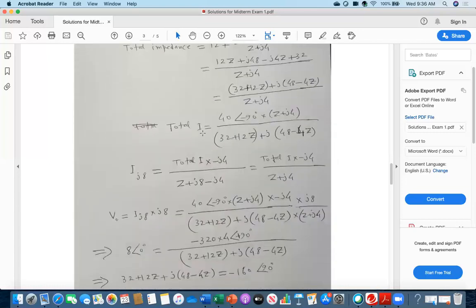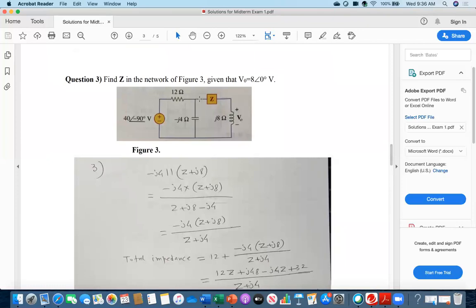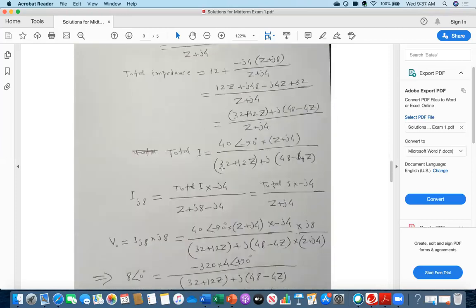Look, this is the total current, and then IJ8. Current divider rule: that is the total current multiplied by the other impedance. When you are finding the current through this one, you have to multiply it by this one. If you find the current through this branch, you multiply with this impedance and divide by the total impedance. That is the current divider rule, right, everybody?